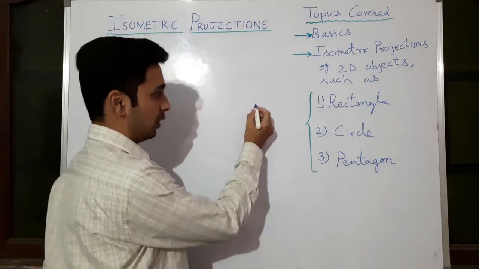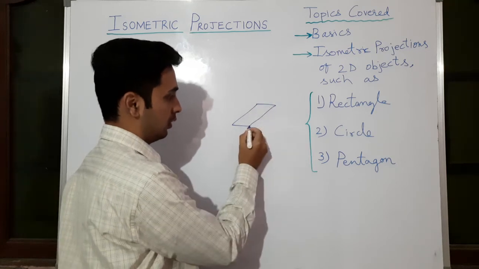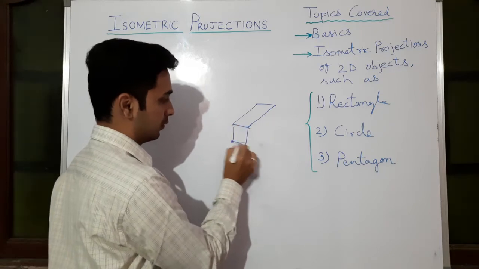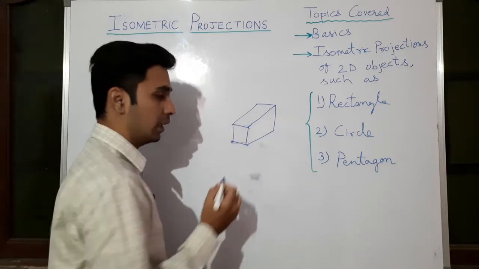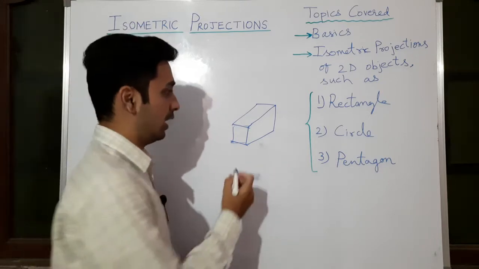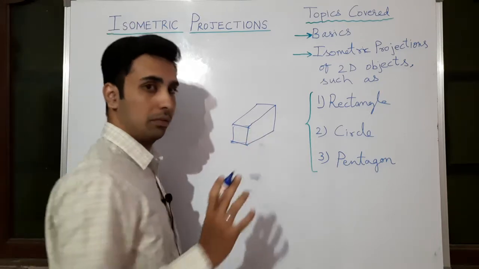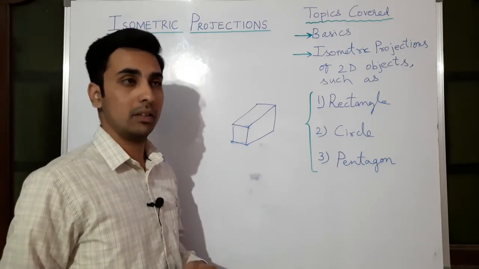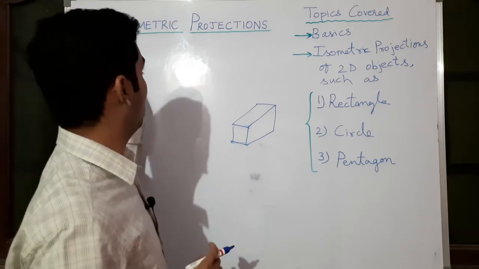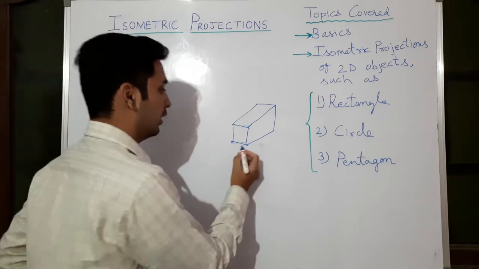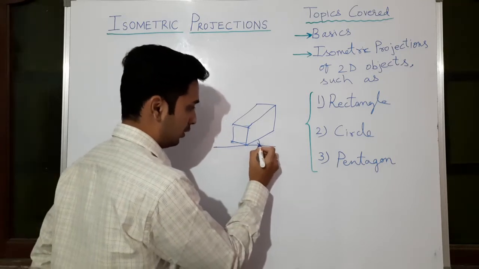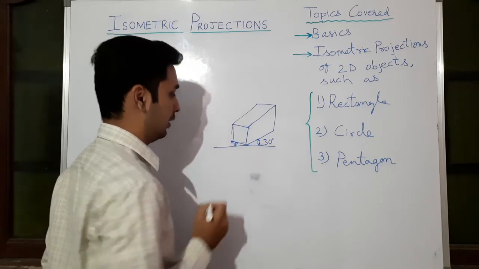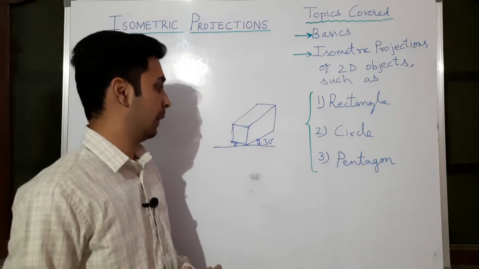As you imagine one object, cuboid. Okay, imagine a cuboid. How many faces do we have in that? See, first of all, isometric projections: iso means equal, metric means measurement. So equal measure, that is the meaning. We will see first a 3D object, then we will see all the definitions and the procedures to draw all those 3D objects.